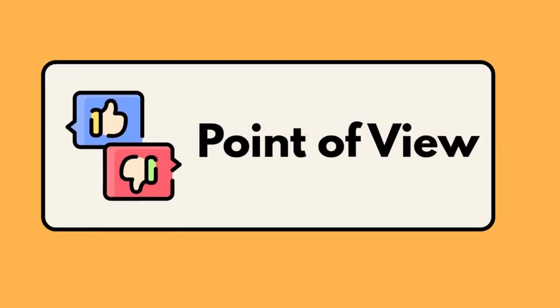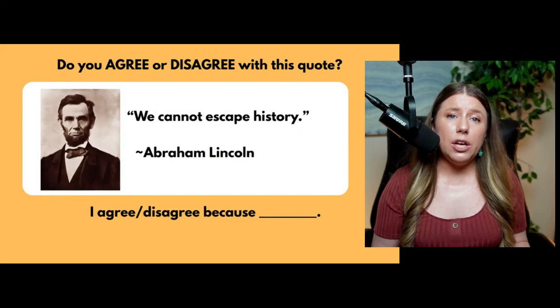Now, the fourth type of Bellwork you can use is point of view. With point of view, you're really asking students to start embracing their own opinion. Point of view really engages students who want to have an opinion and a voice. A lot of students have strong feelings, and this allows them a chance to really engage with those feelings in a structured way. For example, do you agree or disagree with the quote?